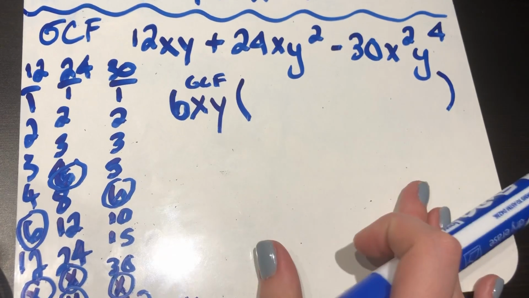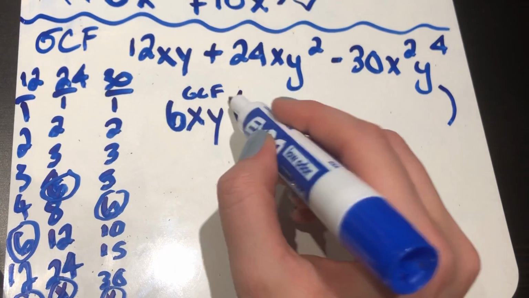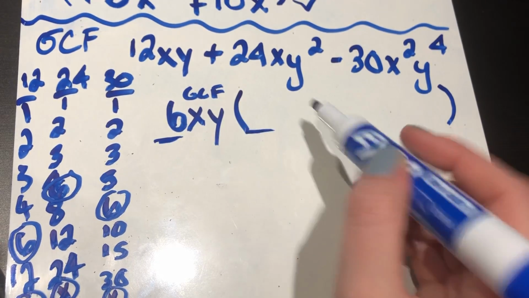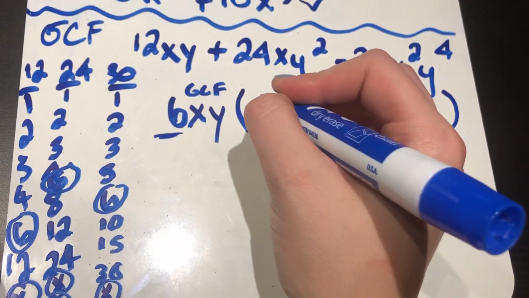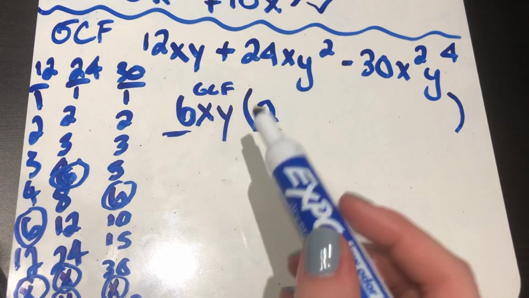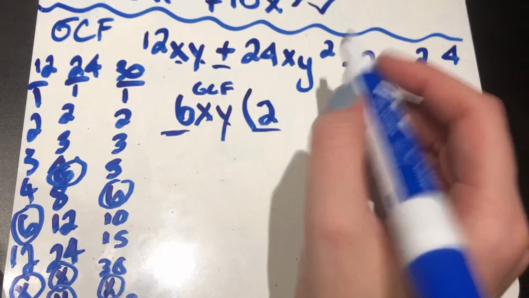All right, so I'm going to show you the easy way because it's easier. So I'm going to be distributing. So 6 times what will give you 12? 6 times 2. So I'm going to put 2 right there. Okay? Now look at this. I have an x and a y, and I have an x and a y. So we don't need anything. We're good. Let's write a plus sign.